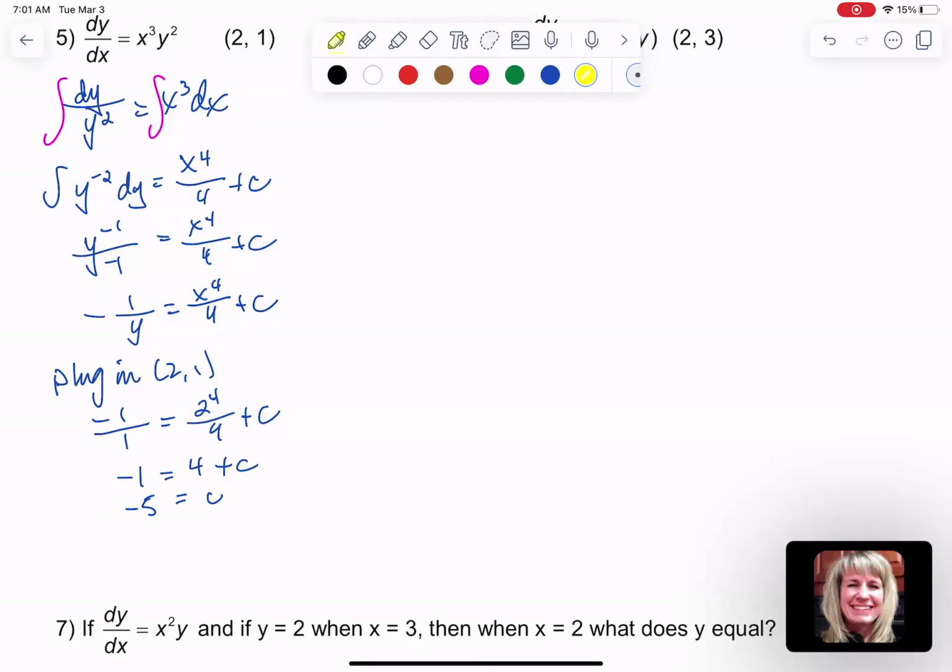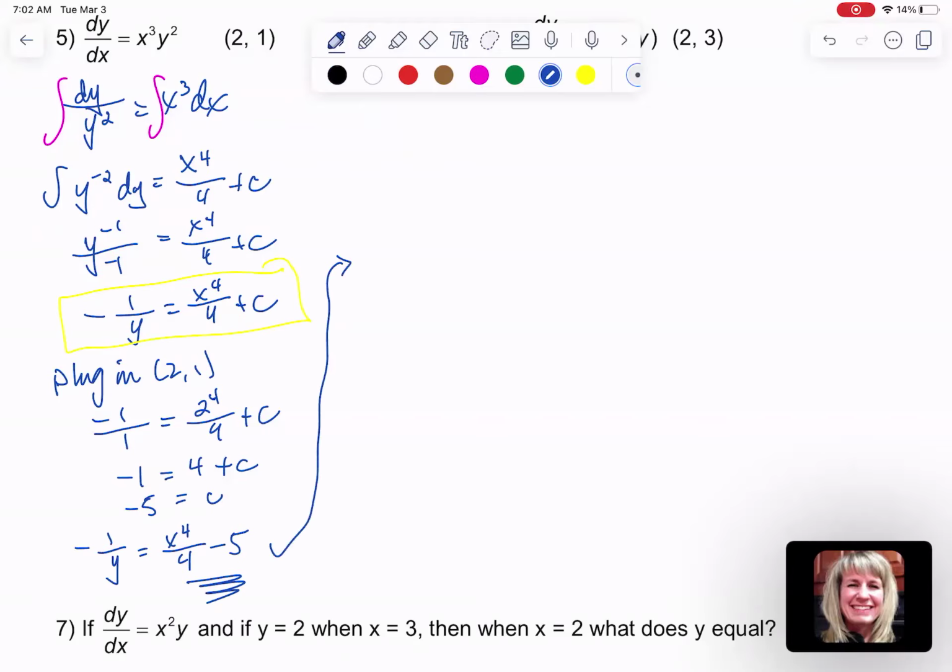So then going back to the equation where you plugged in that point, that's where we're going to plug in c back into that equation. So it'll be negative 1 over y equals x to the 4th over 4 minus 5. All right, now we need to solve for y. Y is in the denominator here. So I need this to become one fraction. As long as I have one fraction equal to one fraction, I can cross multiply. So let me move this up here and rewrite it real quick. I'm going to rewrite 5 as 20/4. So we have a common denominator.